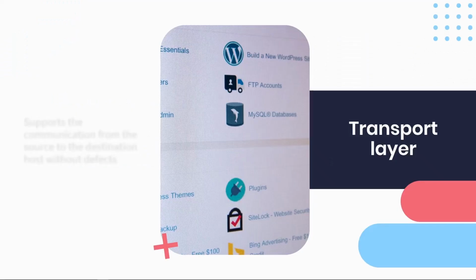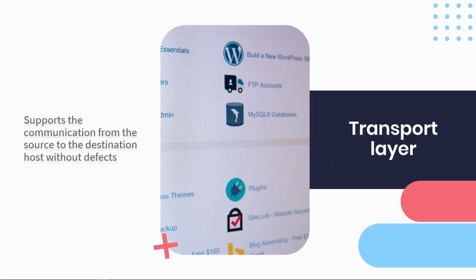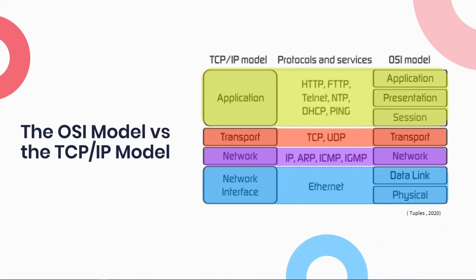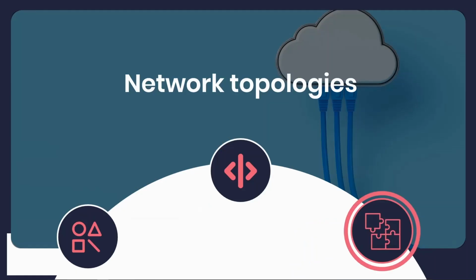The transport layer supports the communication from the source to the destination host without defects. And the application layer performs the representation of data to the users, which gives the user dialogue control. So, as already mentioned, and is clear from this comparison, the TCP/IP model is basically a summarized version of the OSI model. We're now going to move into the final section of this lesson.